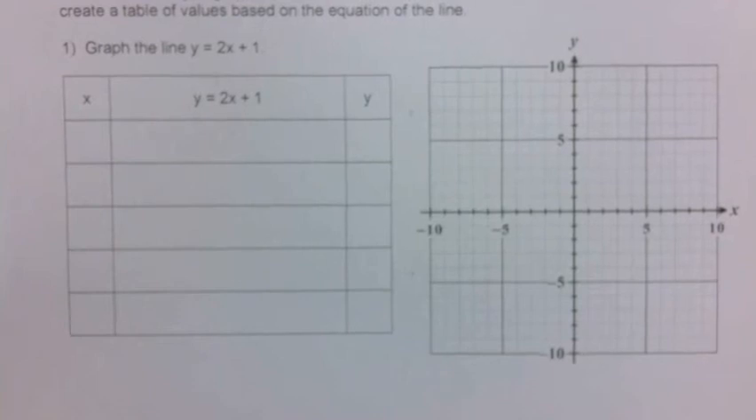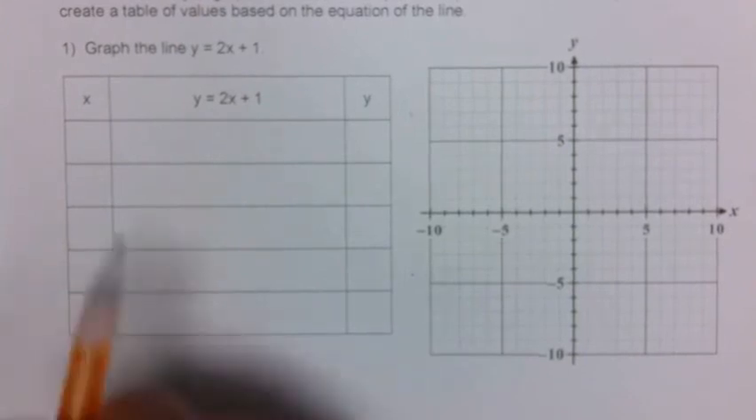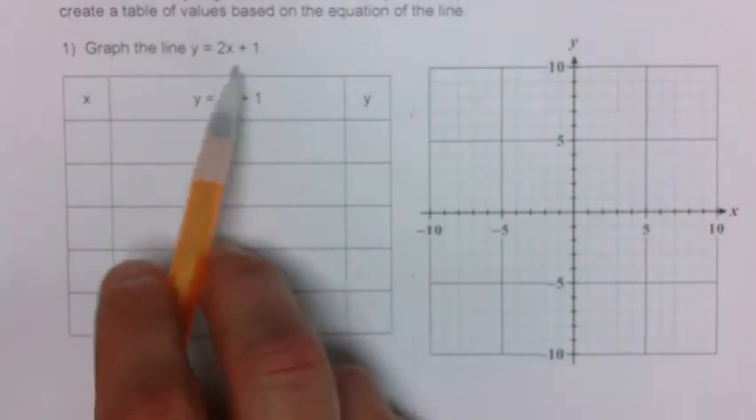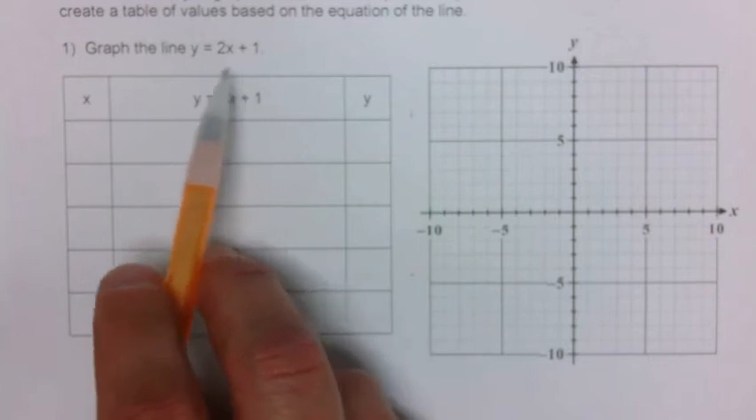We are now ready to graph lines written in slope-intercept form. In order to help, we will create a table of values based on the equation of the line. In our first example, we're going to graph the line y equals 2x plus 1. I already have a couple of hints about my line as I look at this equation.